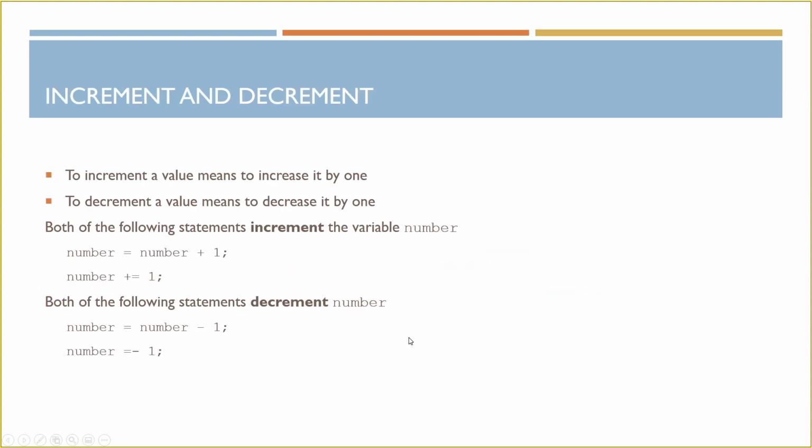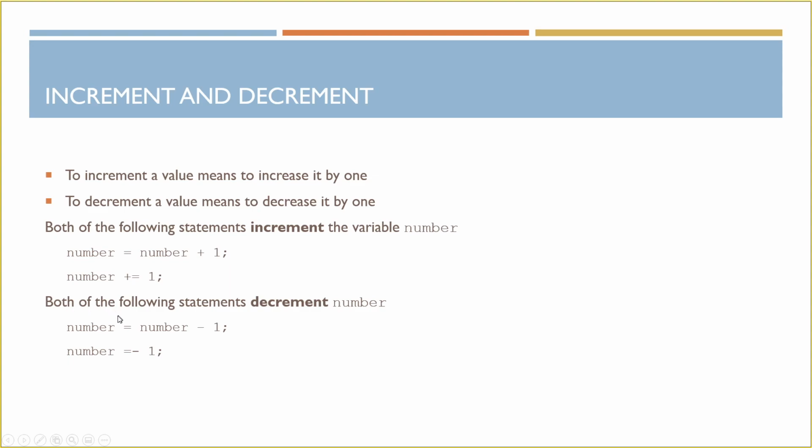So our first topic is incrementing and decrementing. The term increment means we want to increase a value by 1. The term decrement means we want to decrease a value by 1. We've seen these kinds of statements before. These statements here will increment the variable number by 1. So number receives number plus 1. And we also know the shortcut number plus equals 1.